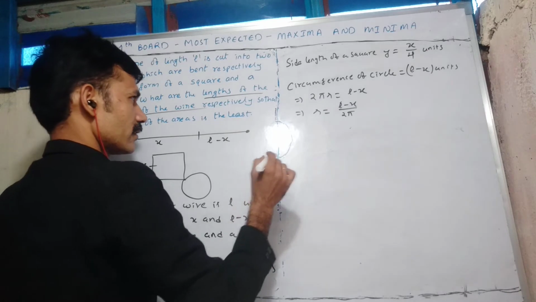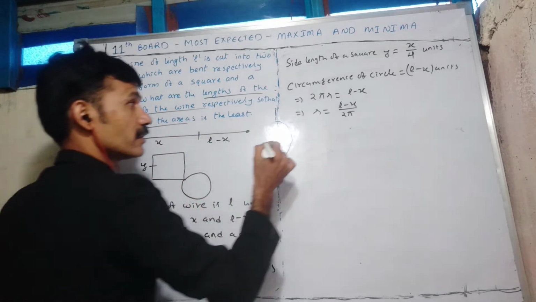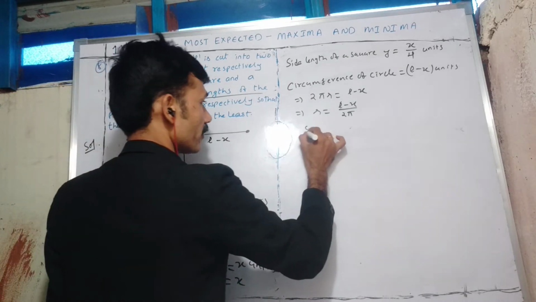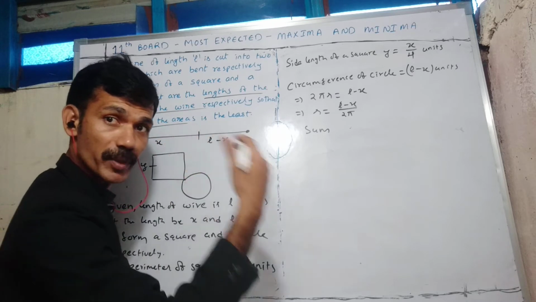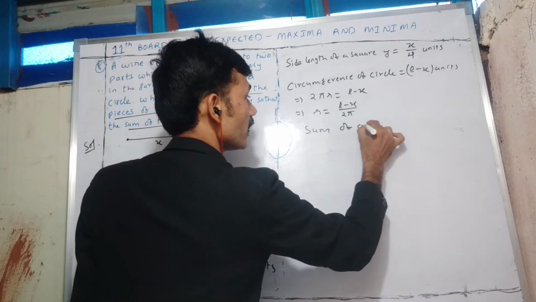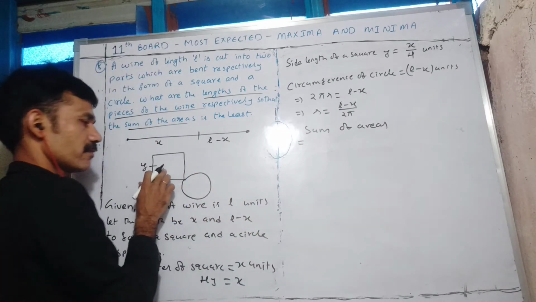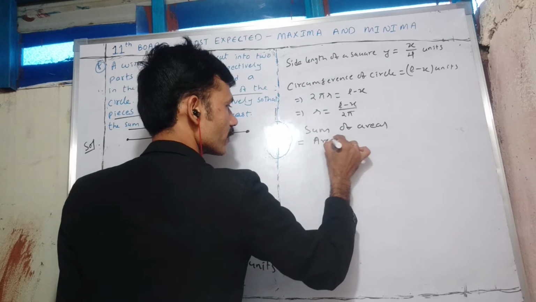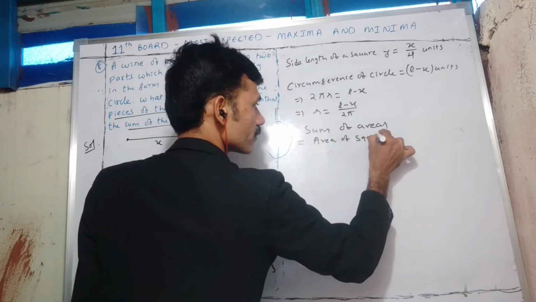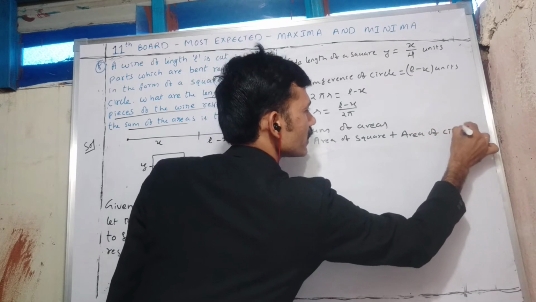Now, the sum of areas. You have to check the sum of the areas, so we will find the sum of areas. One expression we should get, then only can we find whether it is maximum or minimum. Sum of areas means two things are there. We made a square and a circle. So area of square plus area of circle.